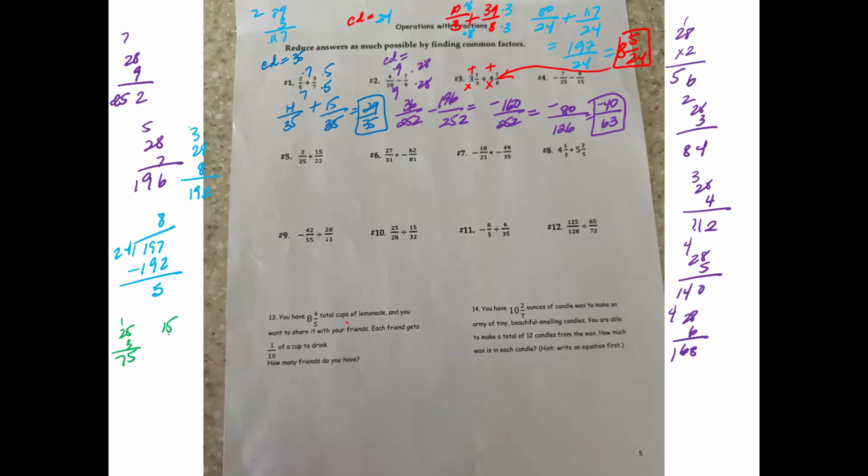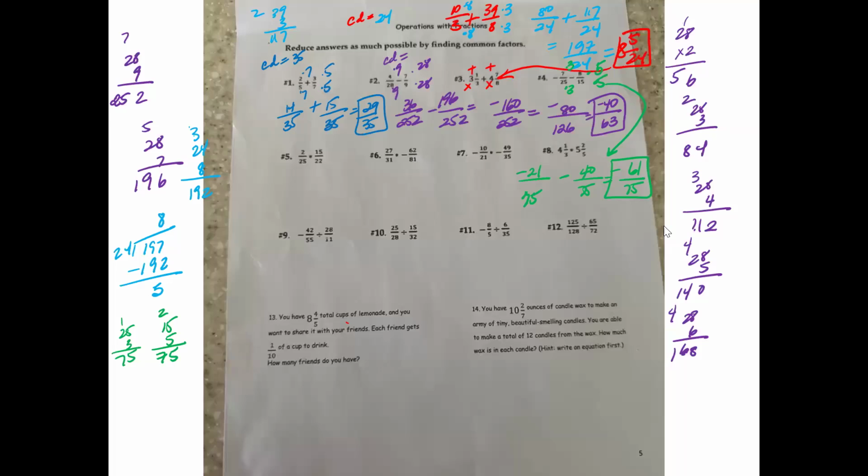Twenty-five, 15. Okay, take a look at number 3 and 4. Number 5 is now multiplying. So when you multiply and divide, you want to reduce everything as much as you can.